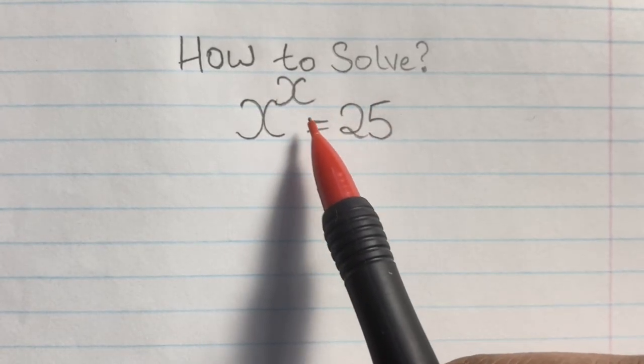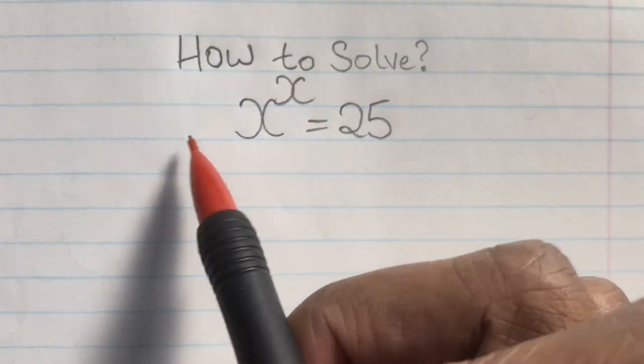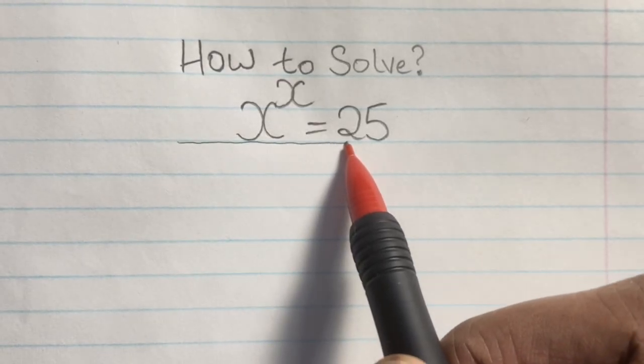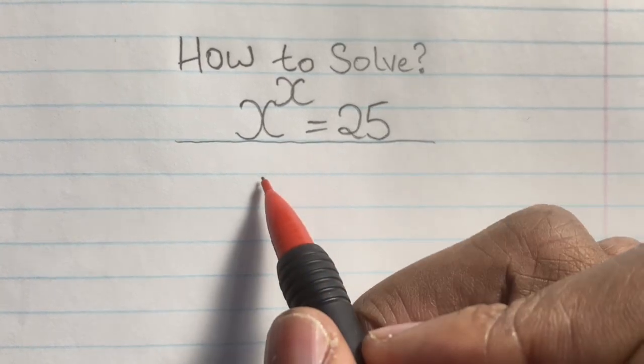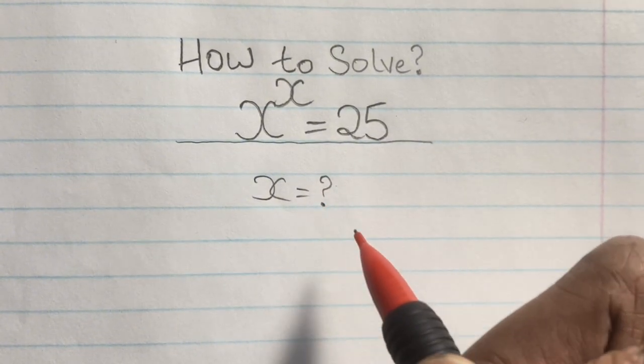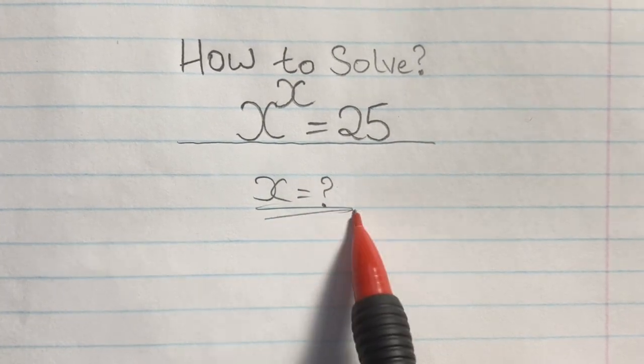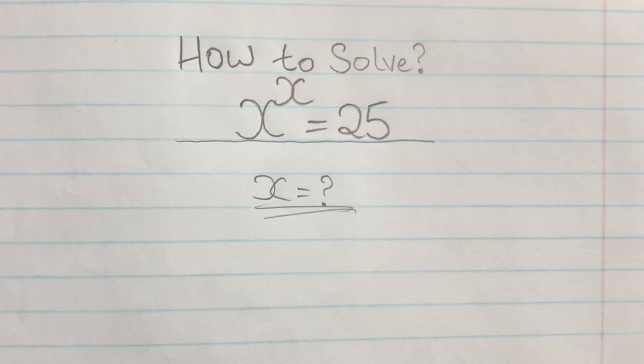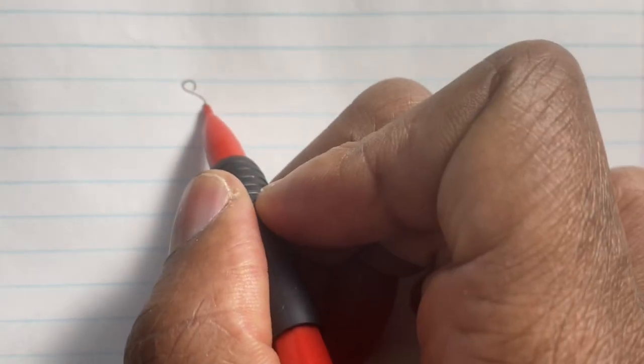Here we have another algebraic exponential equation that we are going to solve. In this equation we have x to the power of x is equal to 25, and we are given to find the value of x. As usual, you can pause this video and see if you can do this one by yourself. If not, stay to the end of this video to see how to solve this equation.